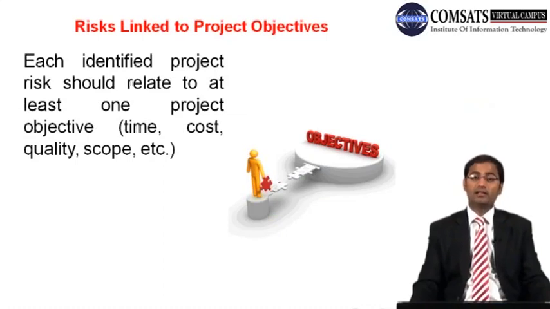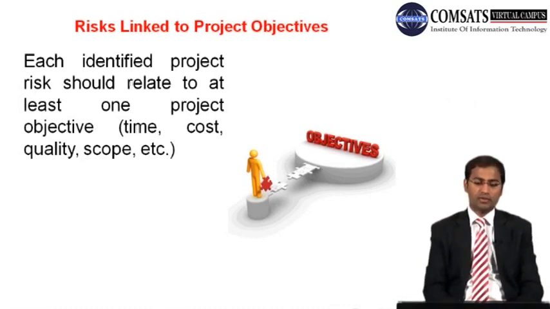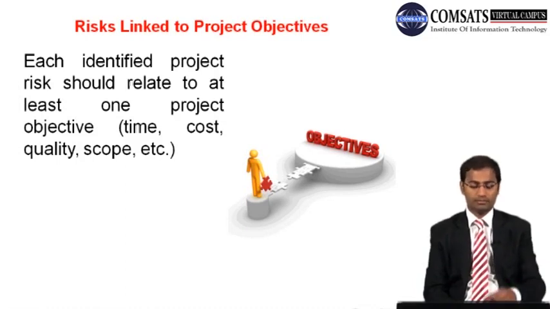Risk, we just want to identify those risks which are going to affect our objectives. Okay, so risks only exist in relation to objectives. So if some risk or some event, bad or good, is available, but that is not affecting the objectives of our project, then we should not waste our time evaluating that. So each identified project risk should relate to at least one project objective: time, cost, quality, scope, etc.